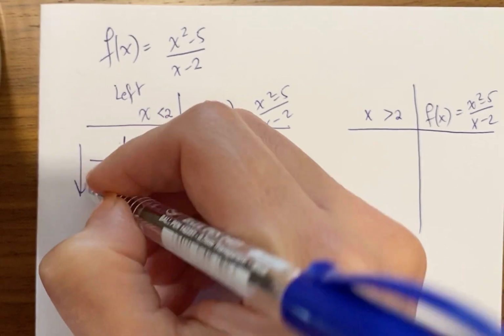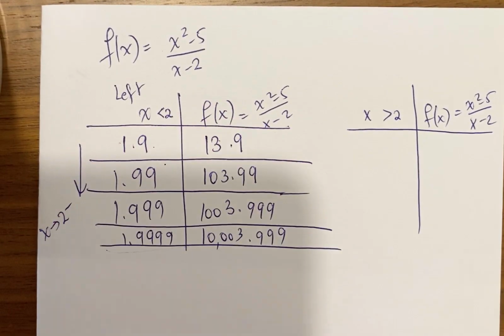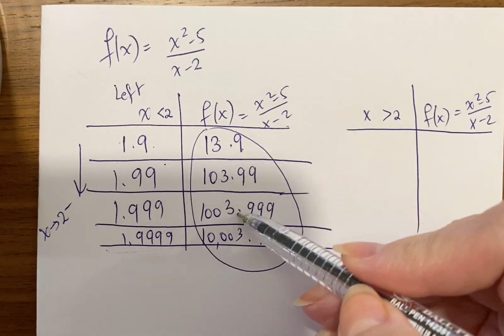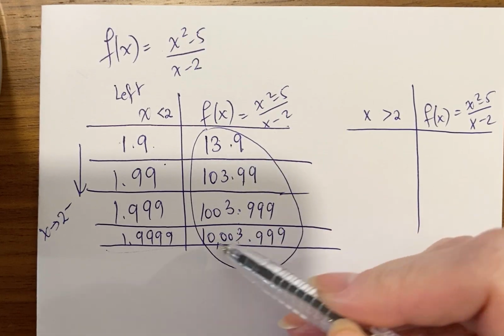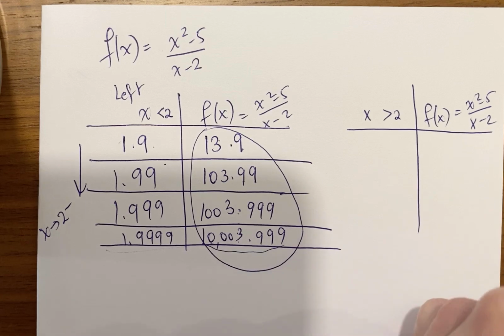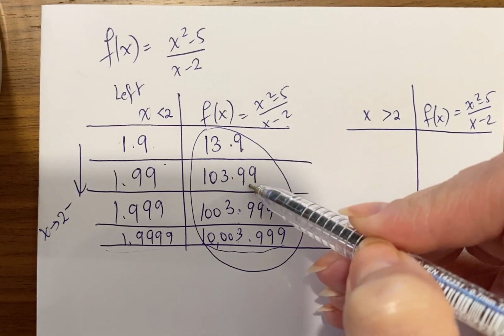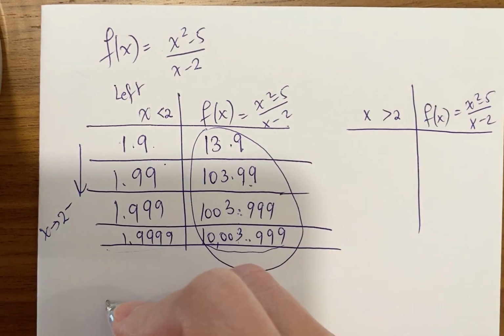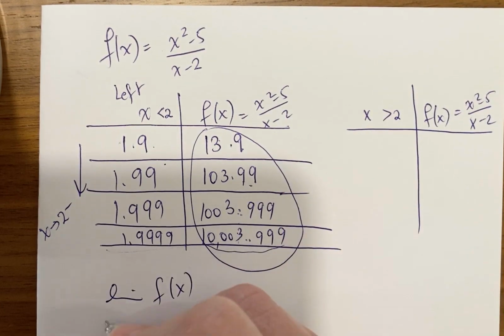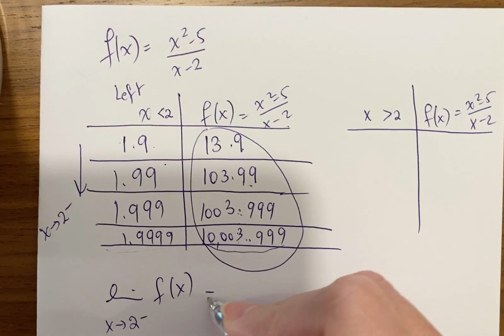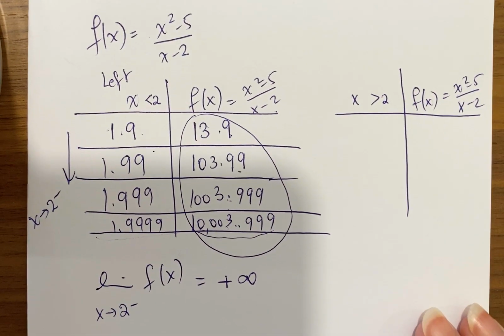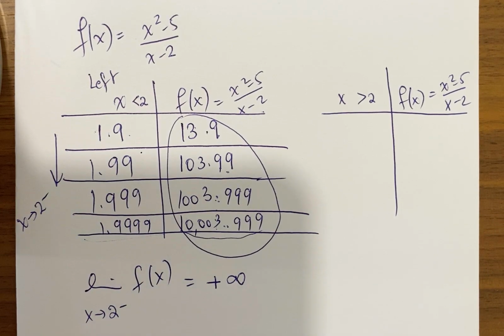As we come closer to 2 from the left, what are the function values? What's happening to them? They're growing very fast. They're growing without bound. Look at how the value became: it was 13.9, then 103, then 1003, then 10,003, and so on. So what do we say the limit from the left is equal to? As we approach 2 from the left, since the values are growing without bound, this is exactly what we typically say: the limit is plus infinity.